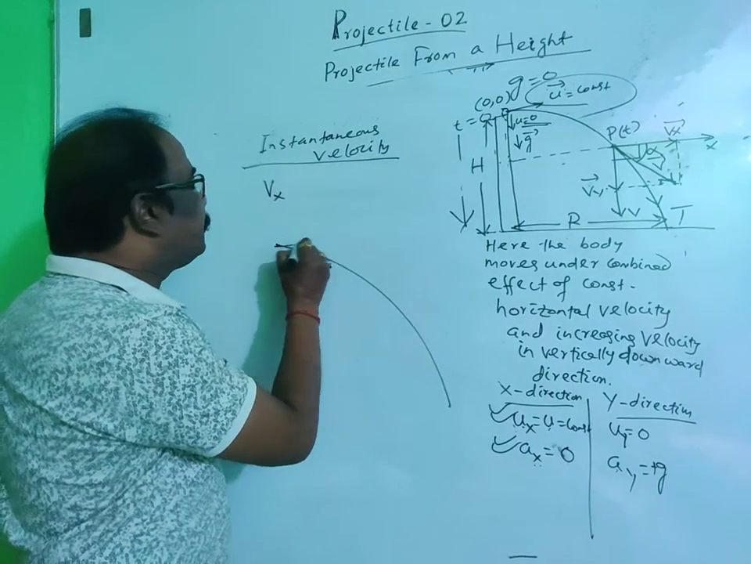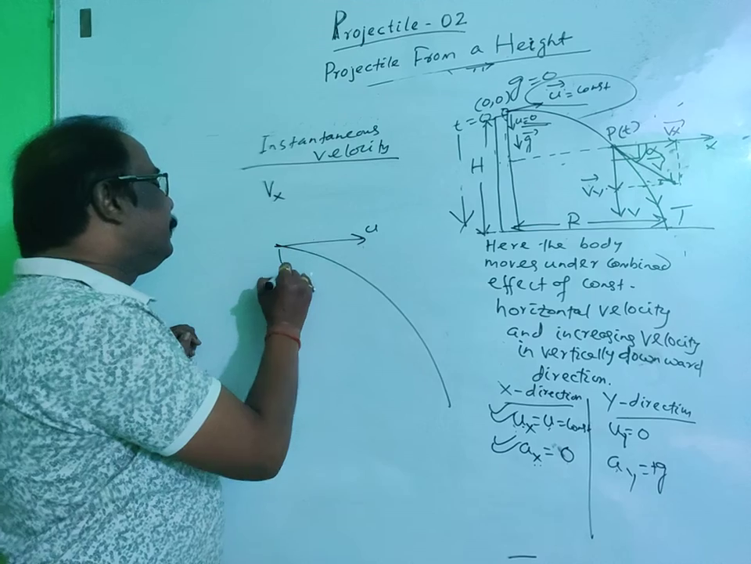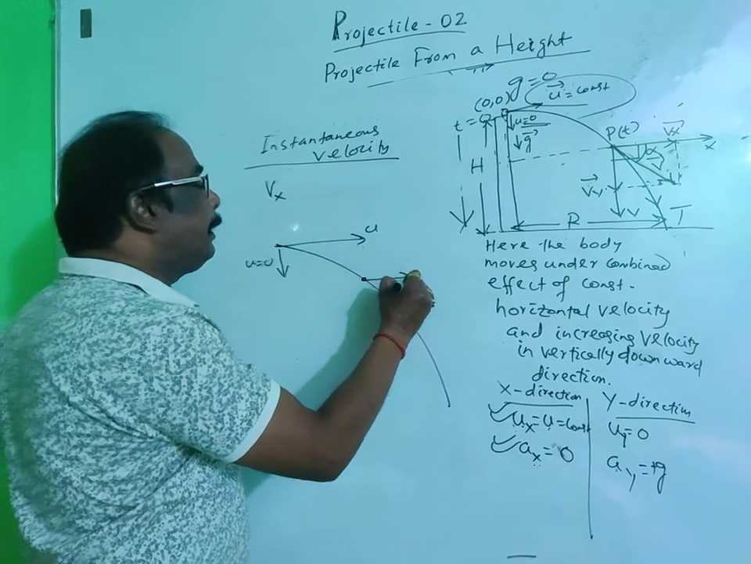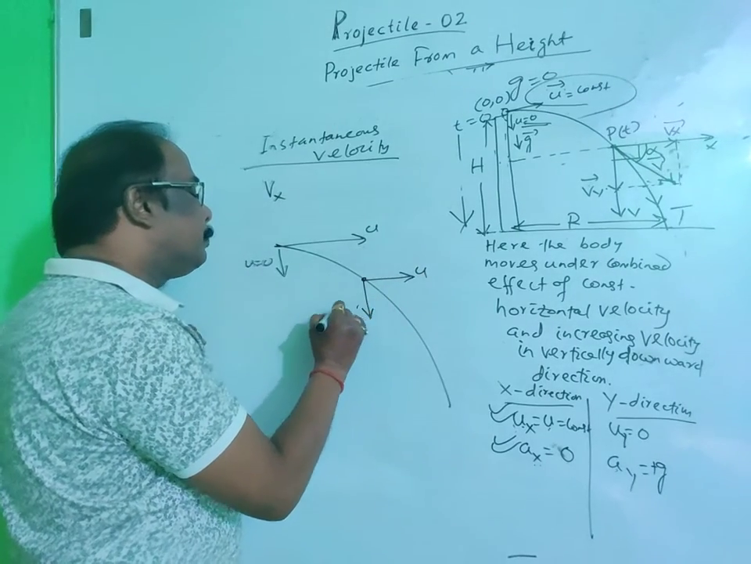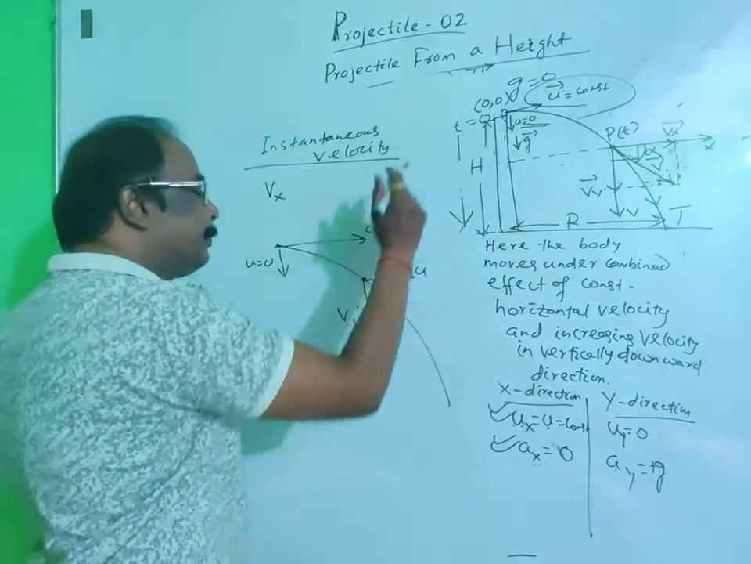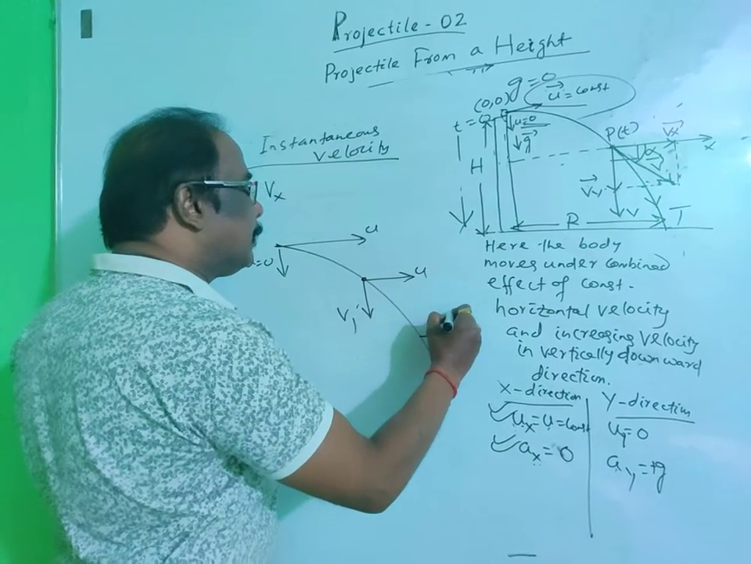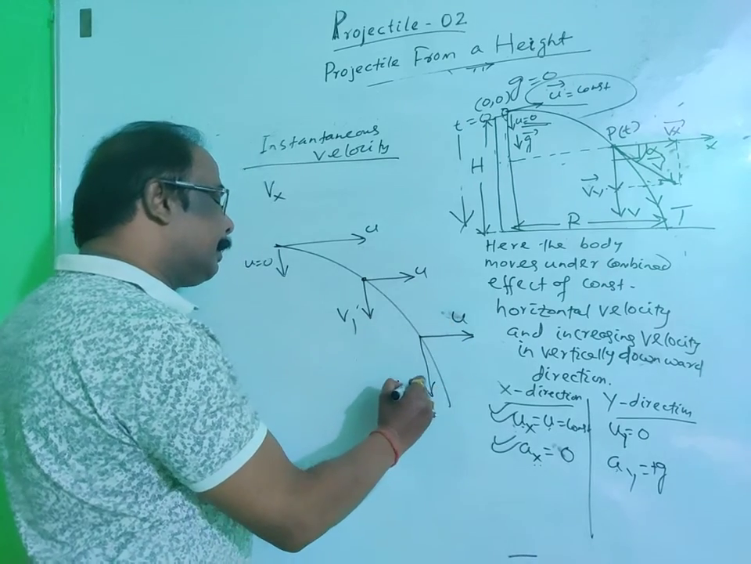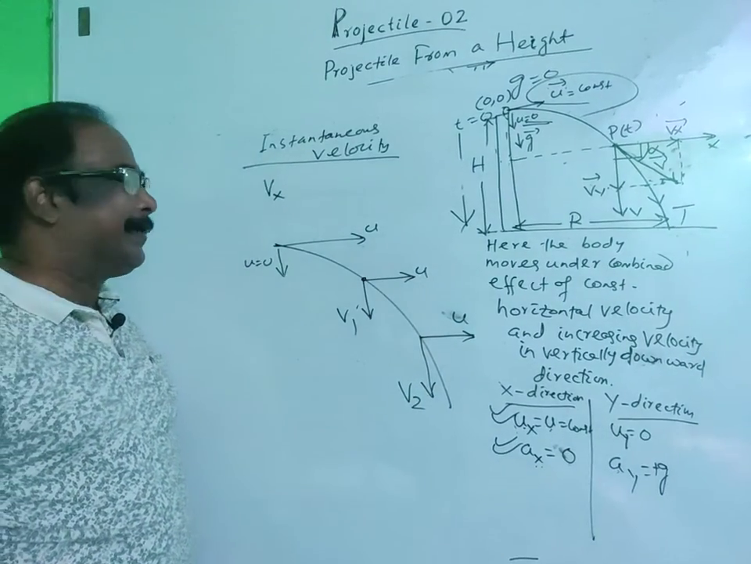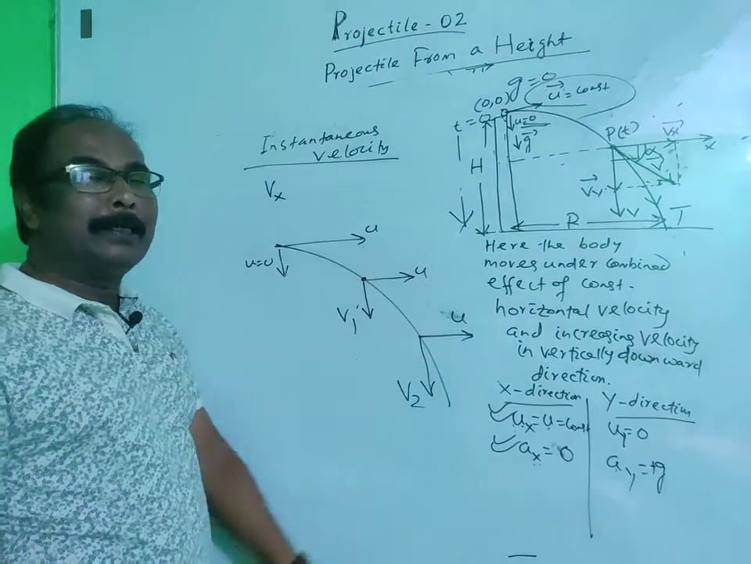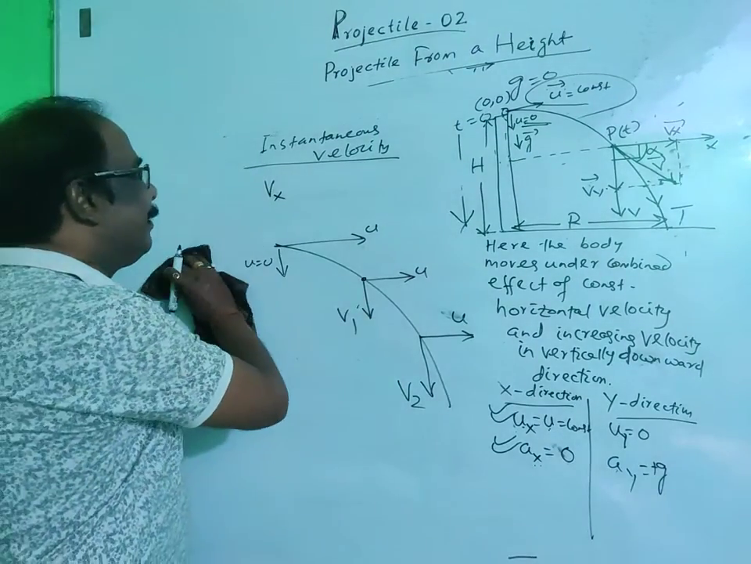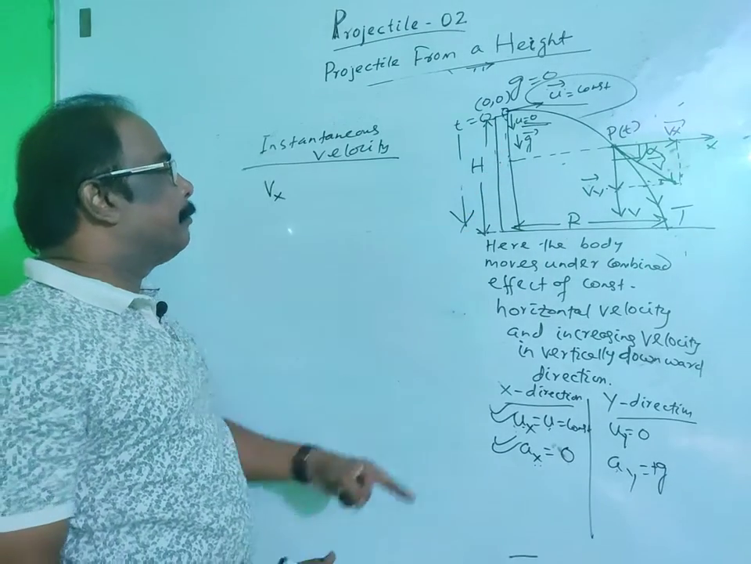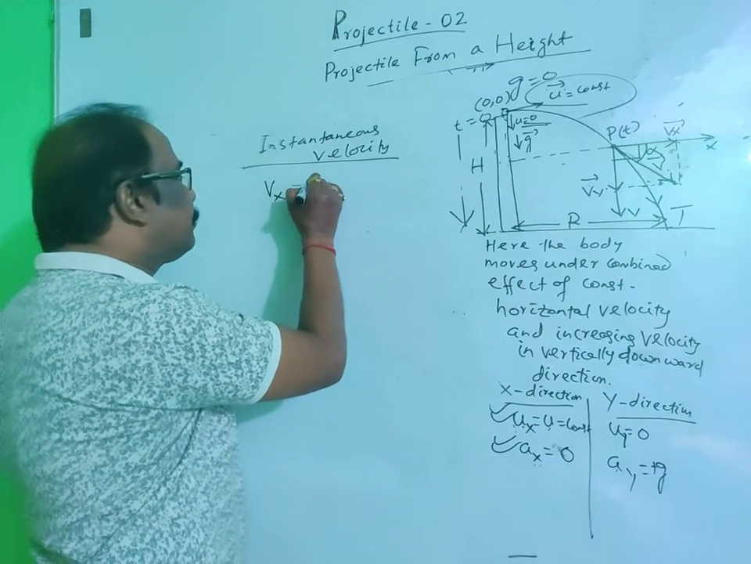See, the body is thrown with a velocity u. Here the initial vertical velocity is 0. When the body reaches this point, the horizontal velocity is again u, but the velocity has increased in the vertical direction due to the effect of gravity. So at this point the velocity is u in the x direction and the vertical velocity has increased, the resultant being v. So the horizontal component always remains constant. Then the instantaneous velocity in the x direction, Vx, always remains constant, equal to u.